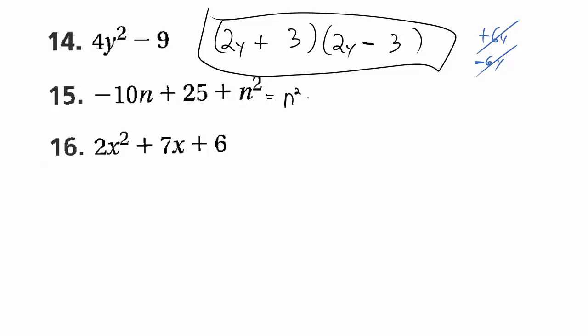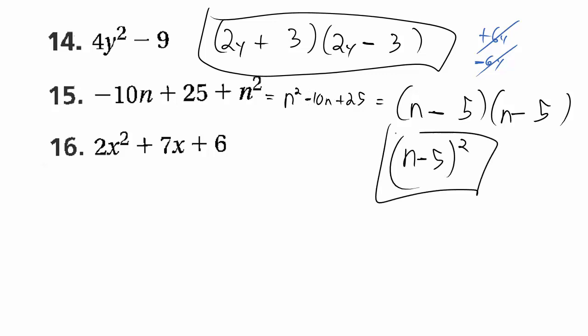Number 15 is written backwards. It's not in descending order. Not that you can't factor it this way, but it's just better to write it in descending order first. I'd rather that negative 10 be in the middle. And this is not a difference of perfect squares, but this is a perfect square binomial. Since it's the same term twice, I write the term and then squared.